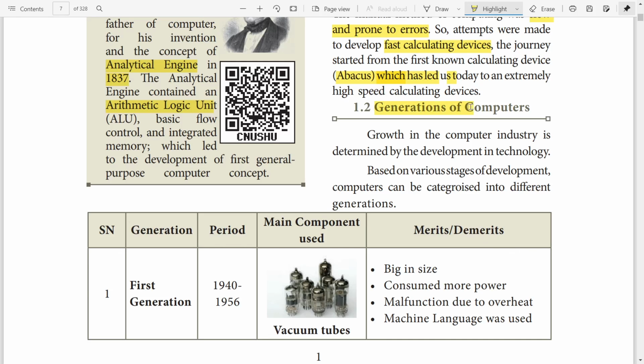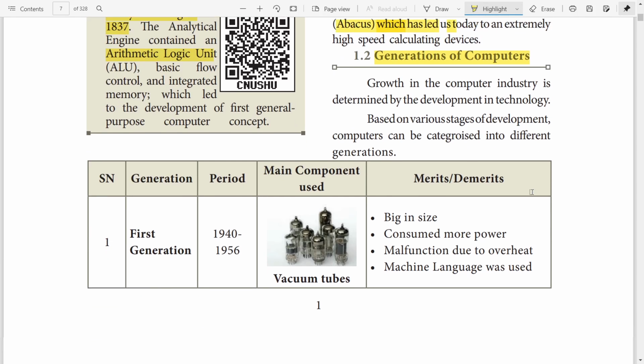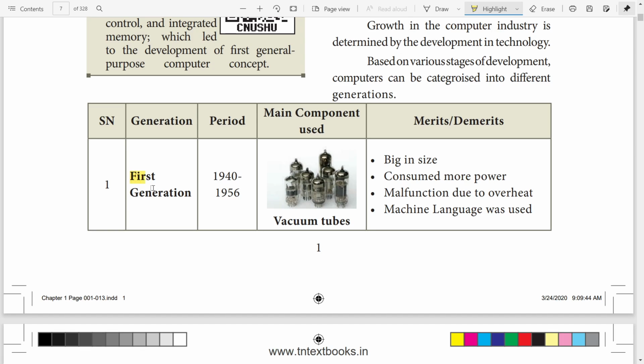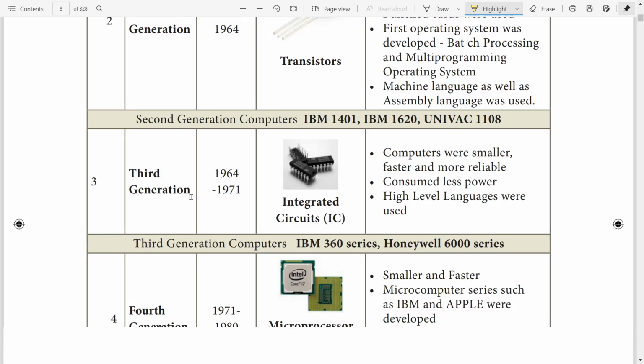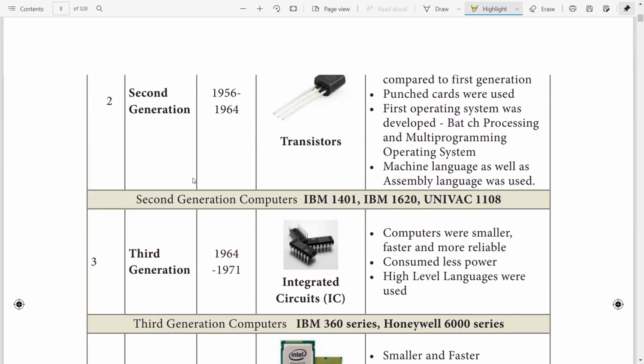Generations of computers. Important 5 mark questions. Generation of computer. Growth in computer industry is determined by development in technology. Based on various stages of development, computers can be categorized into different generations. In this syllabus, we will be seeing about 6 generations.